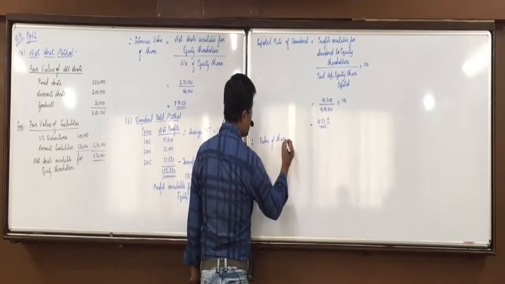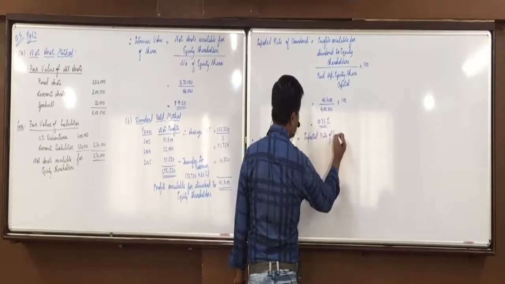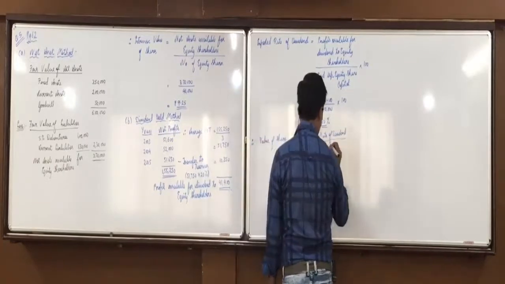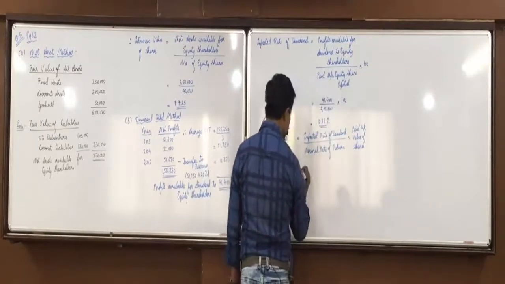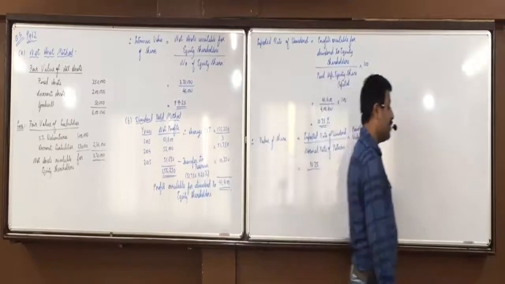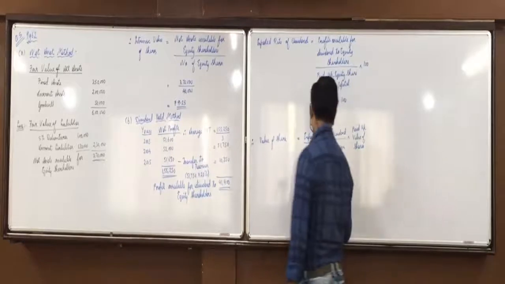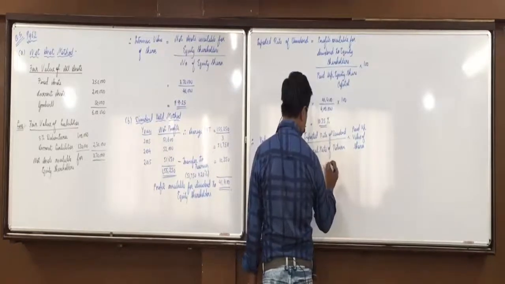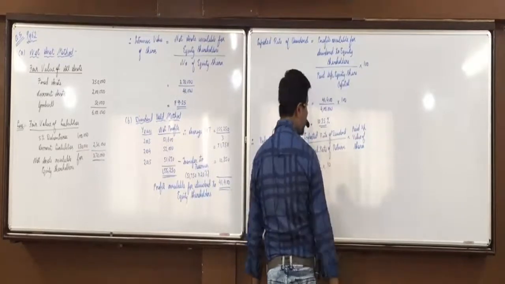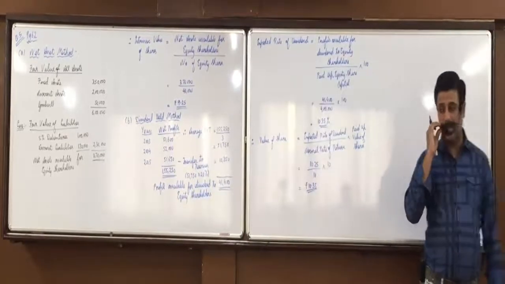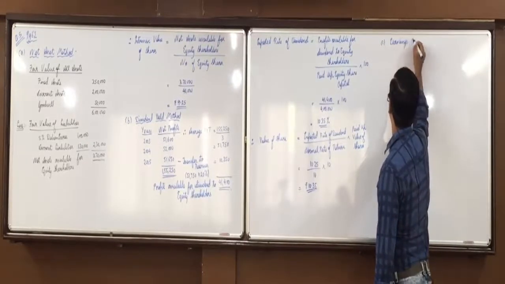Now, value of share, what is the formula? Value of share is equal to expected rate of dividend divided by normal rate of return into paid up value of shares. Here, expected rate of dividend is 10.35 divided by the normal rate of return, 10, into the paid up value of shares, 10 rupees. So rupees 10.35 is the value of shares. This is by the dividend yield method.